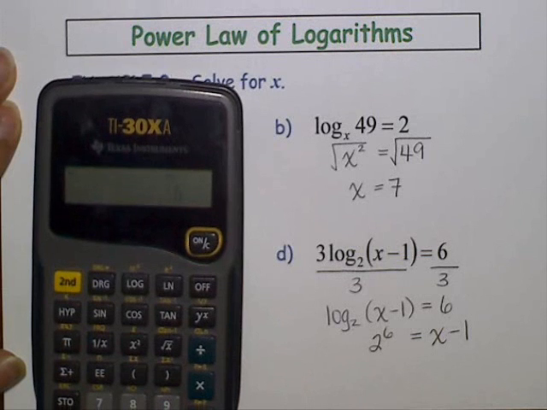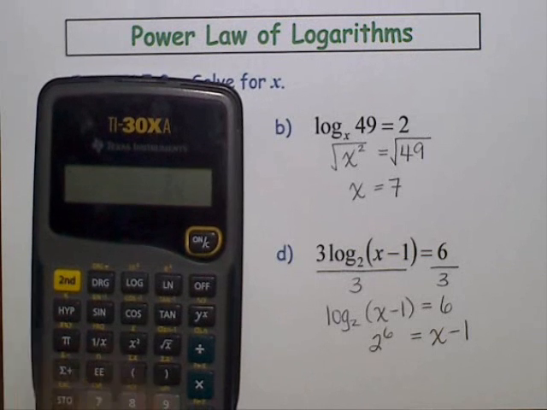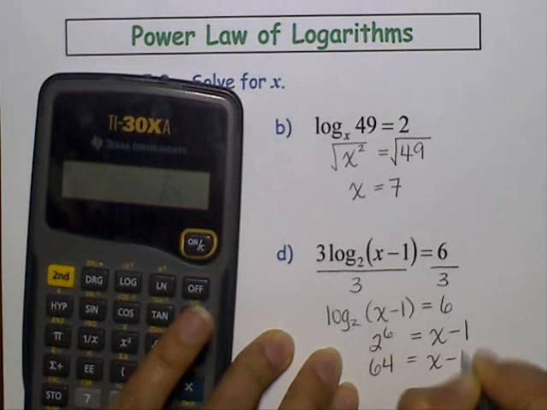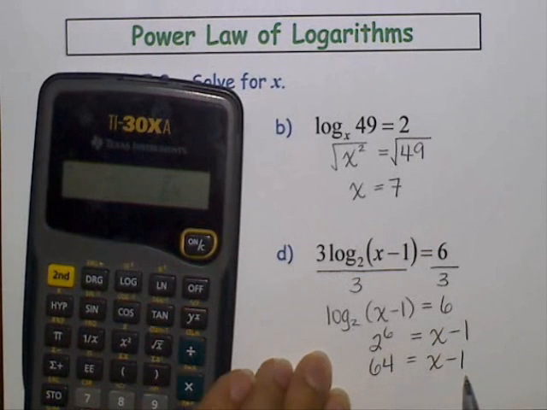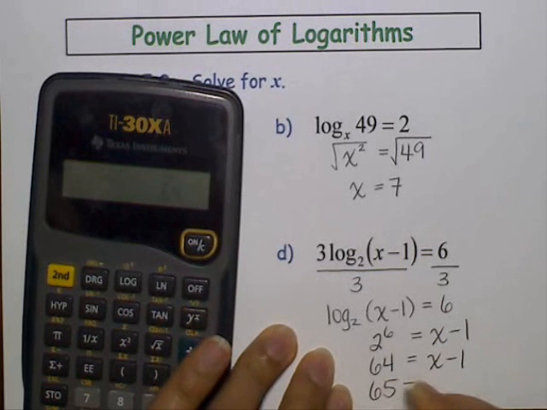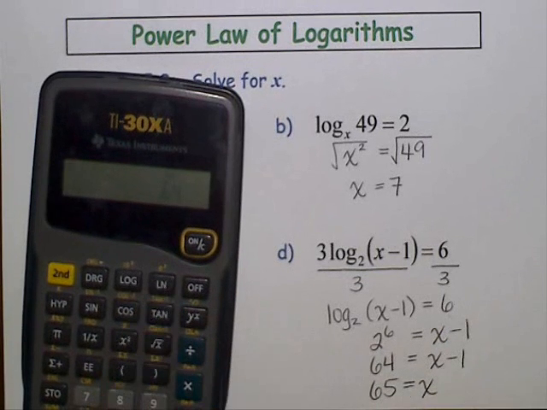So I have 2 to the exponent 6, which I can evaluate on my calculator. And I get 64 is equal to x minus 1. And if I wanted to solve for x, I would just need to add 1 to both sides to get 65 is equal to x. And you can check your answer to make sure what you've done is correct. And it should be right.